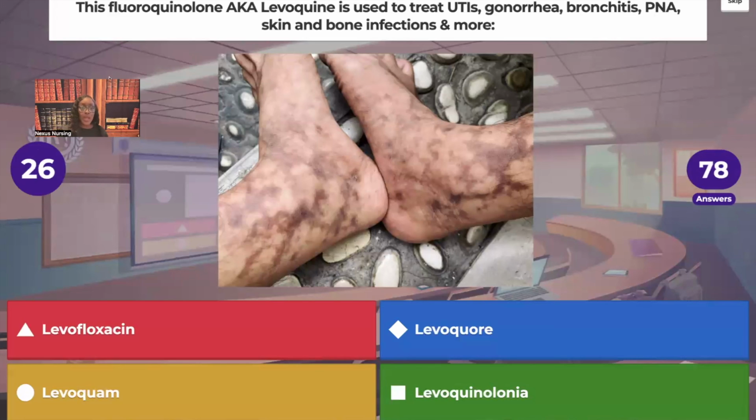By the way, you need to know, actually, if you're an NP student, not LPN or RN, but if you're a nurse practitioner student, you need to know what conditions fluoroquinolone is expected to treat.